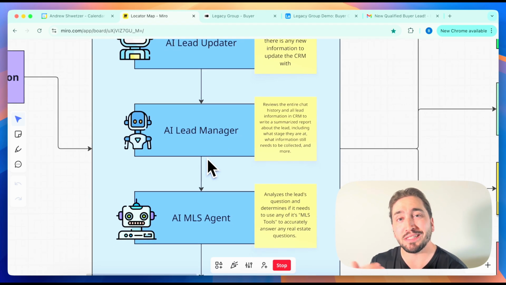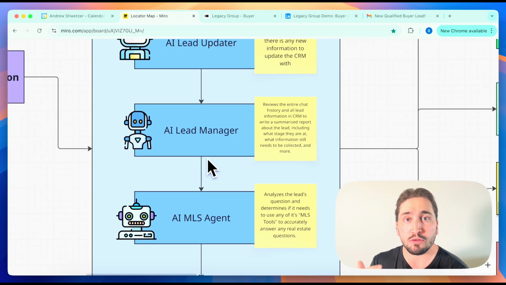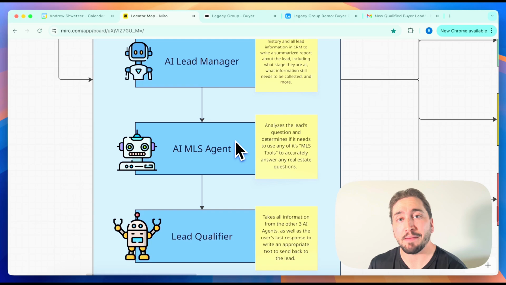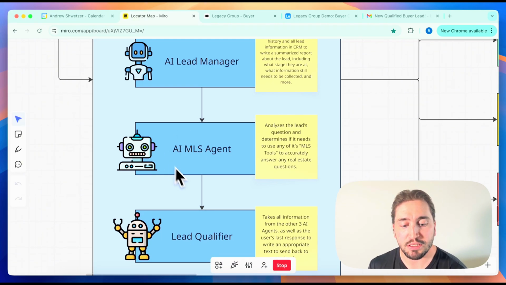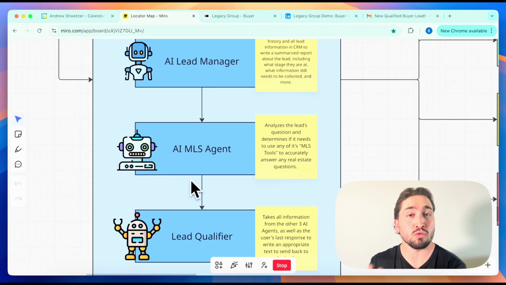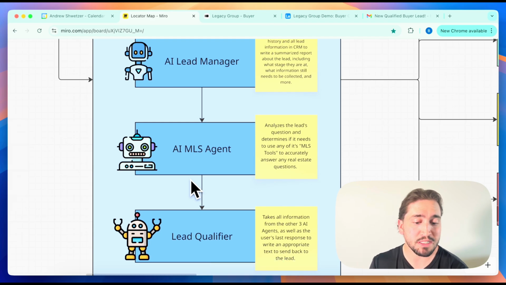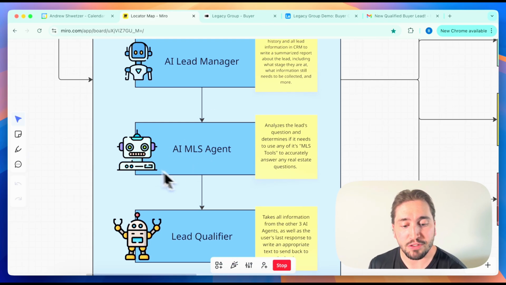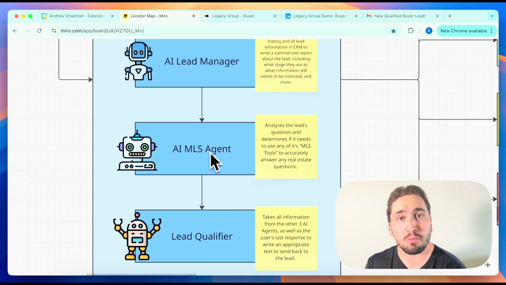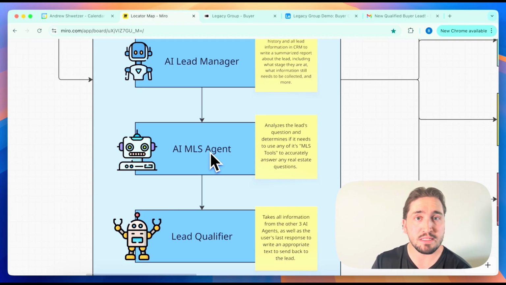and then it passes that info off to the AI lead manager. This AI lead manager is in charge of writing a report or a summary on this lead to pass off to the final agent. Next, it goes to an AI MLS agent. So this agent is in charge of answering any sort of real estate related questions. So it is specifically knowledgeable on the real estate market and things like that. So this guy handles any specific real estate questions, like somebody asking what size a property is or how the market is in a certain area.